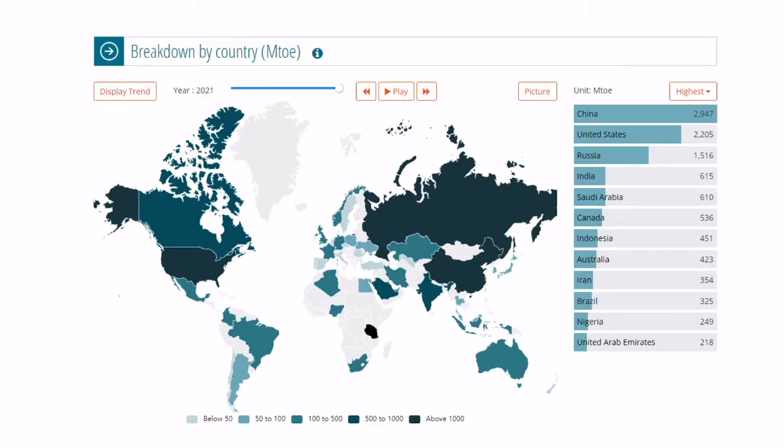Here's another map that shows you the world production of energy. So this is done in million tons of oil equivalent, and we can see that places like China, United States, Russia, India, Saudi Arabia are all places that are producing a lot of energy. This is largely to do with the fact that these countries have large natural supplies of resources like coal and oil and gas, and therefore produce that energy.